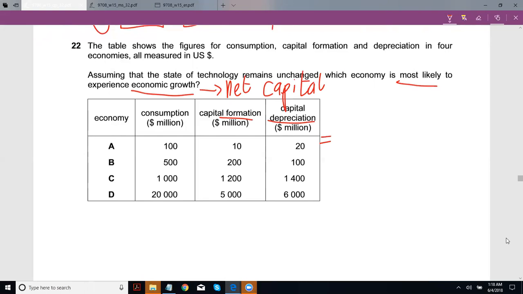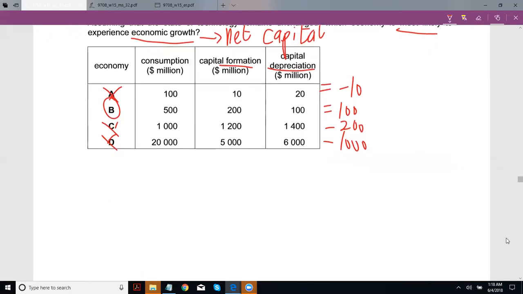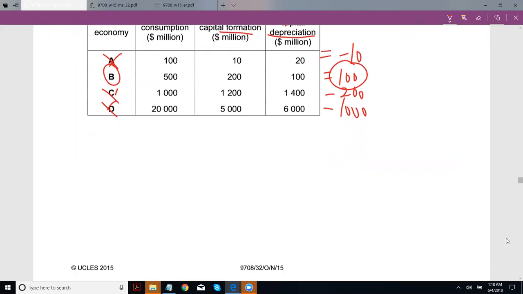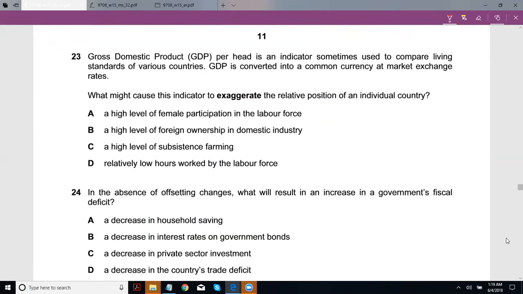So here the net capital is minus 10, so clearly not this. Here it is 100, so maybe this. Here it is minus 200. Here it is minus 1000. So in fact, C and D, where you have a net capital of negative, clearly means you have negative net investment. That obviously wouldn't help you achieve economic growth. Might go the other way around. But here you have a positive net capital, which means more capital is being formed than it is being worn out. So you should have growth, economic growth, including potential growth.